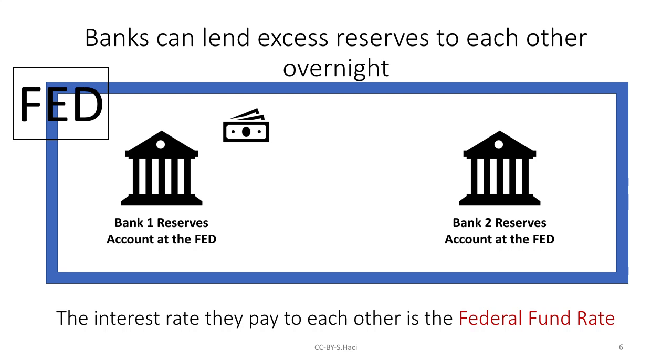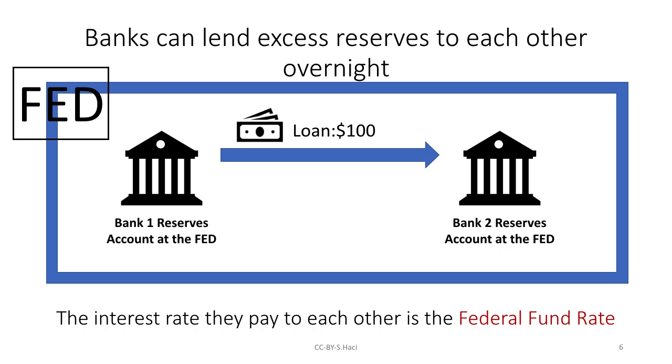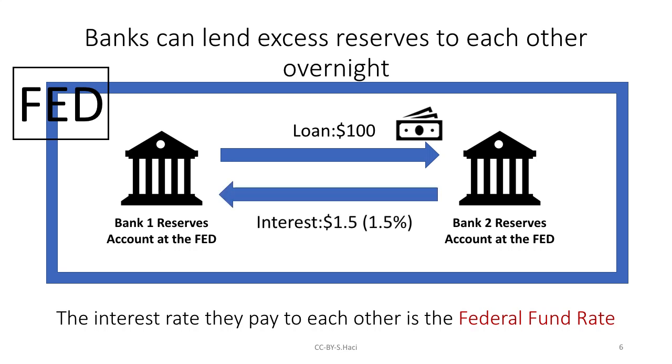So the banks can use their excess reserve to lend to each other. So let's say Bank 1 has a little bit extra reserve, excess reserve on hand, and Bank 2 needs money. They need extra money to cover their required reserve or for other purposes. They can borrow overnight from other banks, and the next day they would return that amount of money plus some interest. That interest rate that they are paying is what is called the federal fund rate.